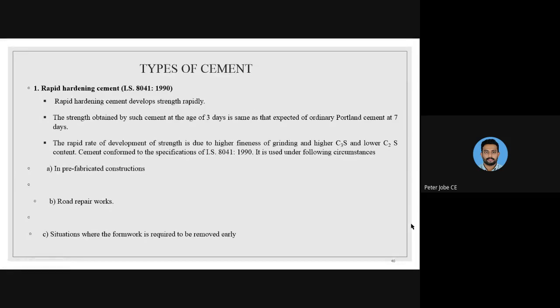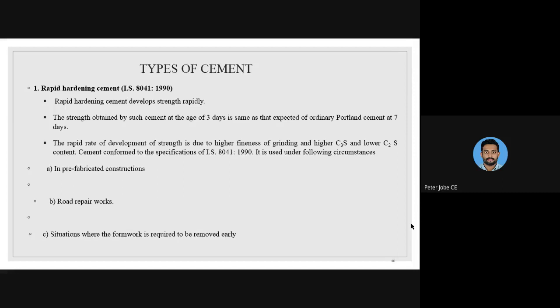So as I've explained earlier, this ordinary Portland cement was actually discovered at the start of the 19th century. Over the years, we had several other requirements, and we couldn't use the same type of cement for all our requirements. So there were many researches happening, and still now it's carrying on. You can see every single year, a new type of cement is coming to market.